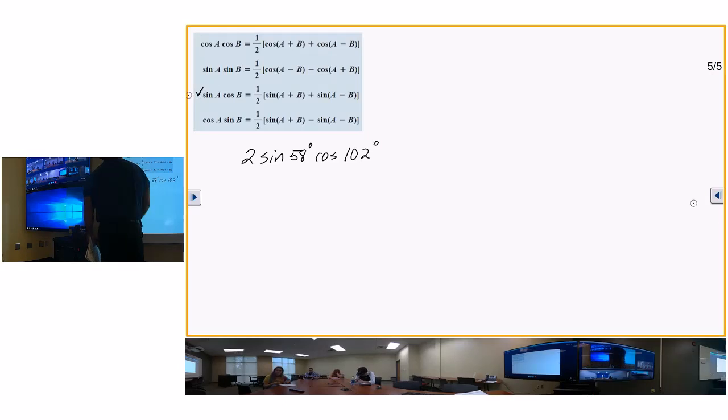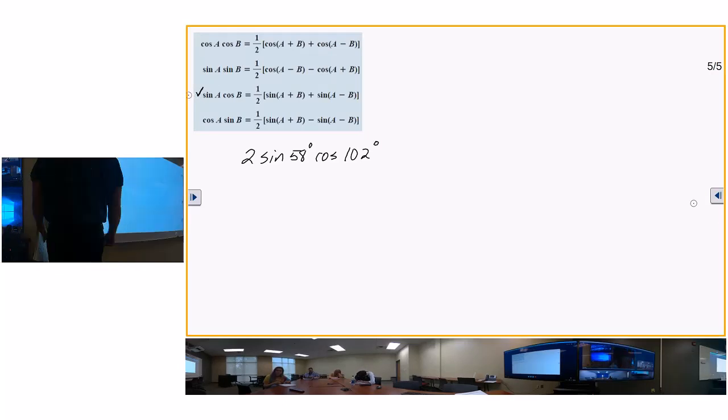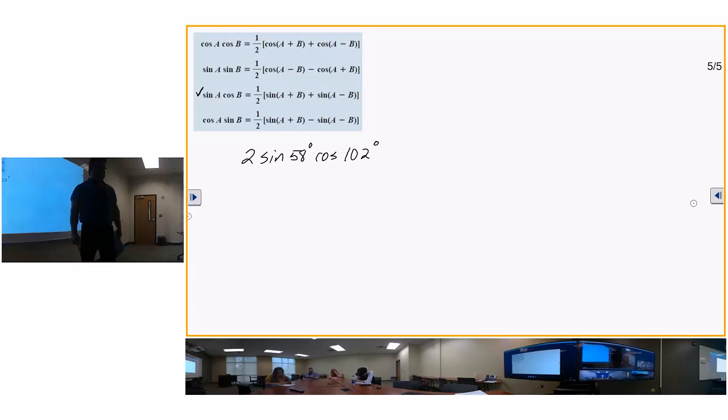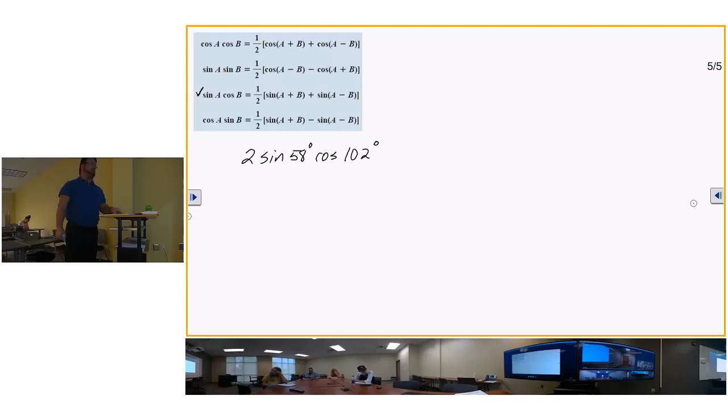Now, why am I not worried about the 2? Because if you take this 2 and plug it in, that 1/2 and that 2 are going to cancel, and that's going to happen on most of your problems. So just focus on the sine of 58, the cosine of 102, and plug and chug. You're not going to get down to a nitty-gritty decimal, just a simplified version.